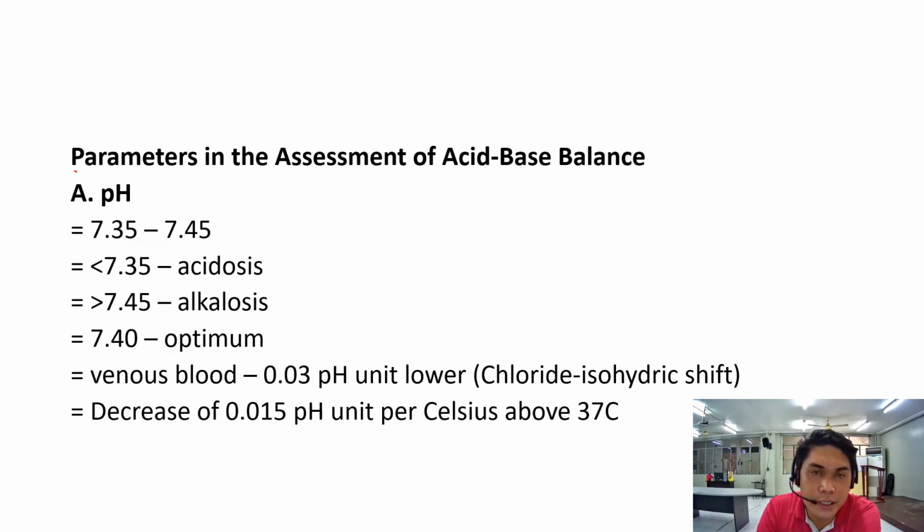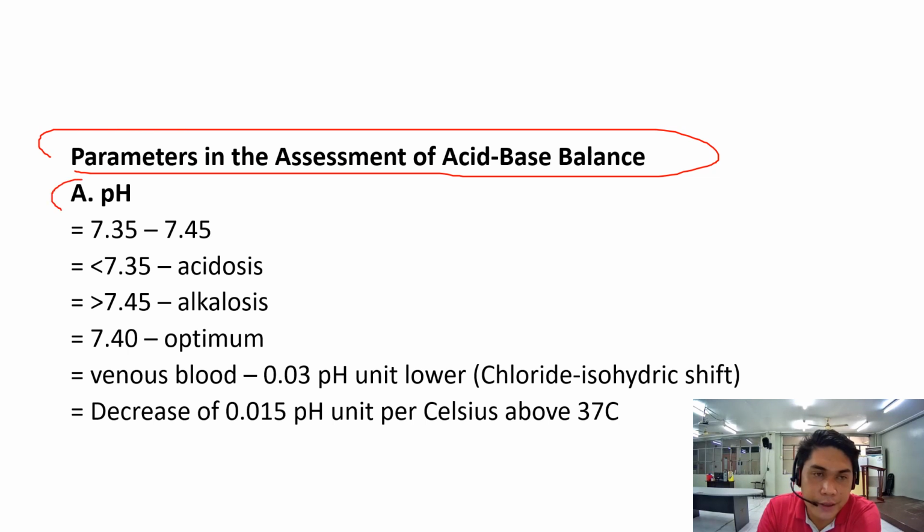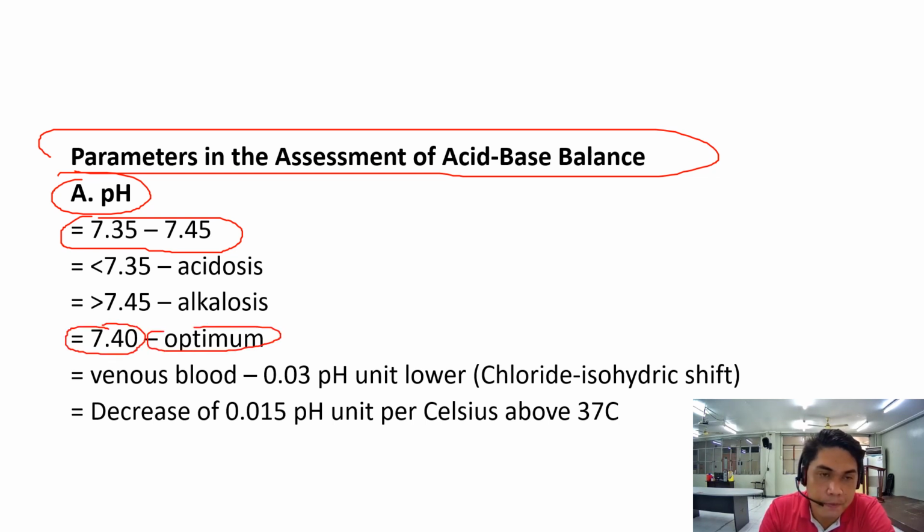Next, parameters in the assessment of acid-base balance. So first is pH. Remember, memorize this one: 7.35 to 7.45. It's a narrow range for healthy blood pH. The optimum is 7.40. If the pH is 7.40, meaning the ratio between bicarbonate and carbonic acid is 20:1. If the pH is less than 7.35, that is acidosis, and greater than 7.45, that's alkalosis.